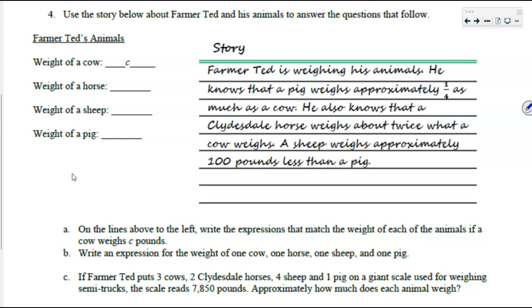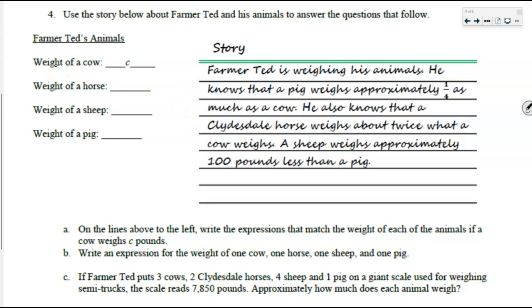This time, the story is about Farmer Ted and him weighing his animals. So Farmer Ted is weighing his animals, and he knows that a pig weighs approximately 1/4 as much as a cow. He also knows that a Clydesdale horse weighs about twice what a cow weighs. A sheep weighs approximately 100 pounds less than a pig. It's a lot of information, a lot of numbers going around there, but now let's take a look.